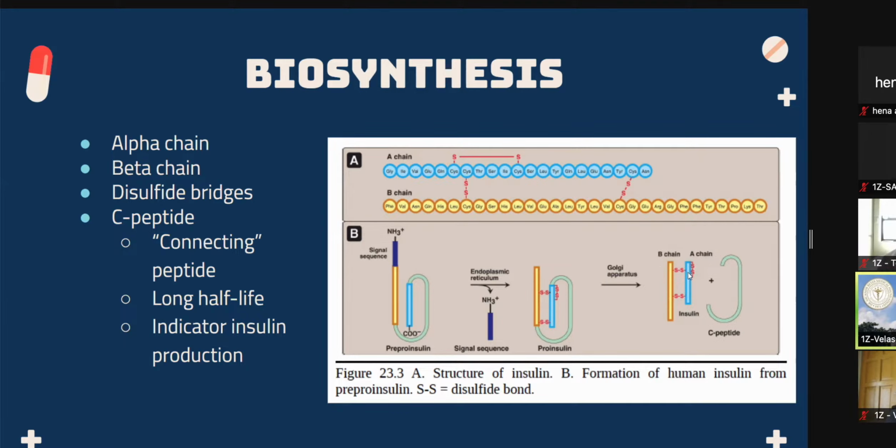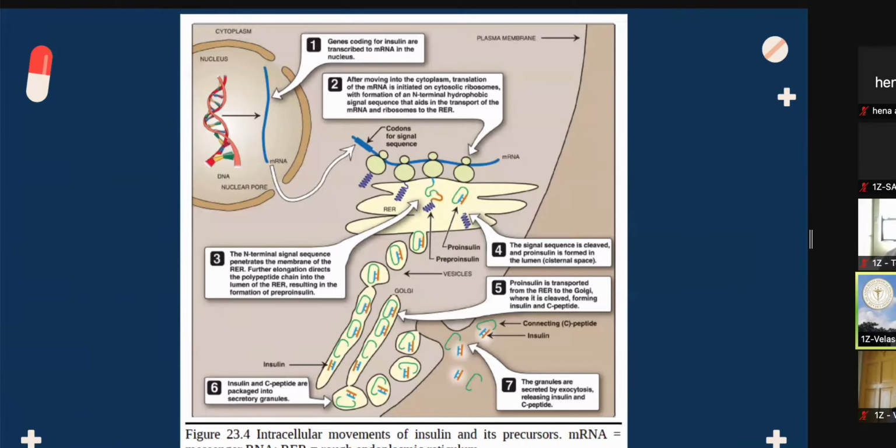The C peptide has a fun name because the C can be seen as connecting peptide. Something to note about the C peptide is that it has a long half-life, so it can be a good indicator of insulin production. They can measure that in lab results. Right, next slide, please. Here's just a picture of what's going on at the cellular level. Next slide, please.